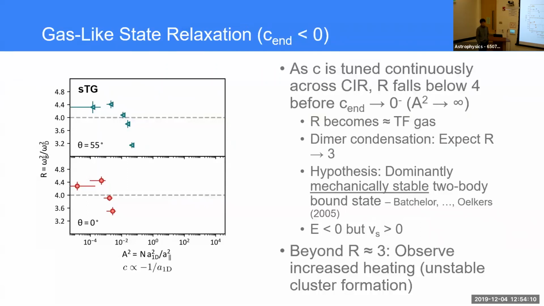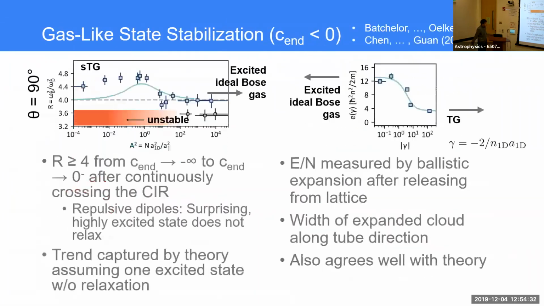More precisely, what I mean is that the state can have negative energy because of the bound state, but it can also have a positive speed of sound, which would correspond to a finite positive compressibility, making it mechanically stable. And indeed, beyond this R approximately equal to 3 point, we observe enhanced heating, which is indicative of unstable cluster formation. So now let's switch gears and look at the more exotic data at 90 degrees.